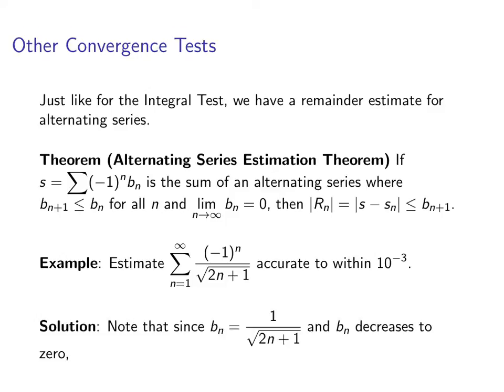I'd like to estimate this alternating series accurate within 10 to the minus 3. If we let b sub n be equal to the non-alternating portion, the 1 over square root of 2n plus 1, we can see that b sub n decreases to 0. Right? It has to be decreasing and it has to go to 0. That tells us that the series converges by the alternating series test. Right, so that has to happen for us to use the alternating series estimation theorem.